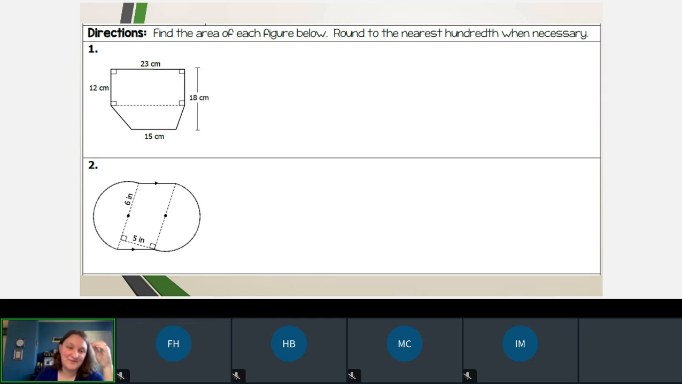So in number 1, we have this weird, I don't know, upside down house looking shape, right? What we're going to do is break it apart into shapes that we know. So looking at number 1, what shapes do you see in my figure that are on the formula sheet? You can type it in the chat. What do you see? Do you see circles, rectangles, squares, triangles, trapezoids? Nice. Yay, yes.